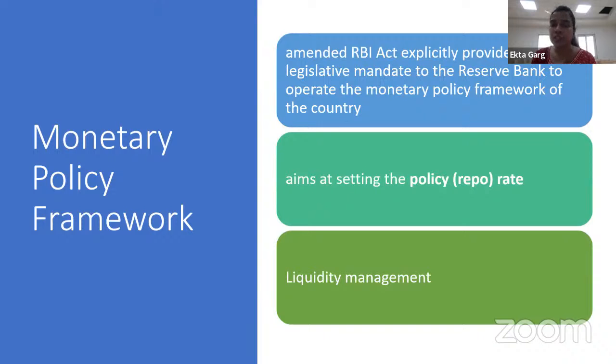And for this, it aims at setting the policy repo rate. You must have heard of the repo rate. Recently also RBI has increased the repo rate to control inflation. Now, why is it called the policy rate as well?